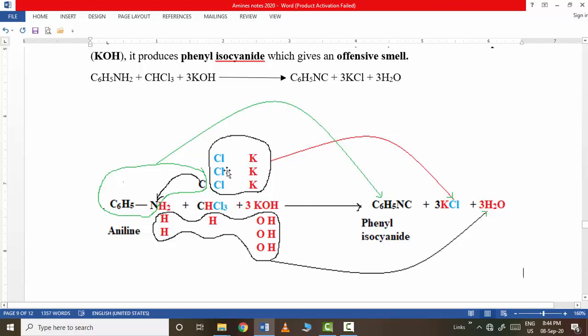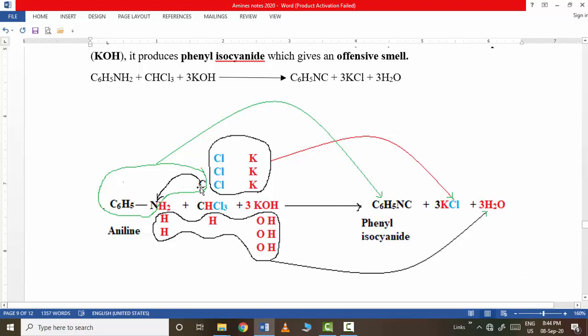Now these 3 molecules of chlorine and the 3 potassium together will react to form 3KCl, that is potassium chloride. Next, the hydrogen: you can see the 2 hydrogen from the aniline, 1 hydrogen from the chloroform, and the 3 hydrogen from the potassium hydroxide, and the 3 oxygen. Each of these will form 1 molecule of water. This hydrogen, this oxygen, and this hydrogen form 2 molecules of water. This hydrogen, this oxygen, this hydrogen will form 3 molecules of water. So you have 3 molecules of water.